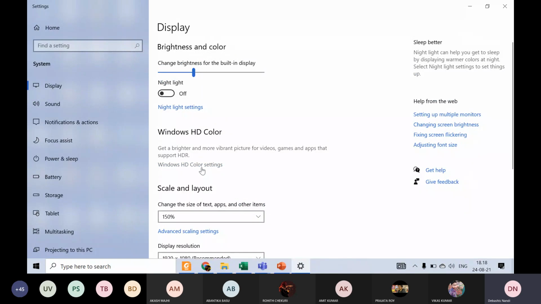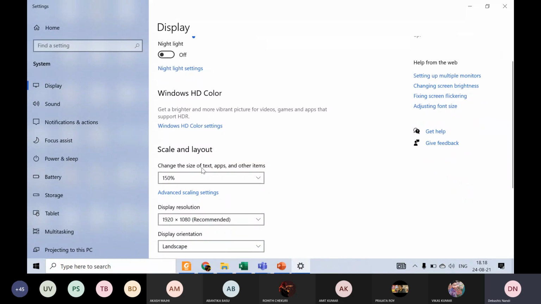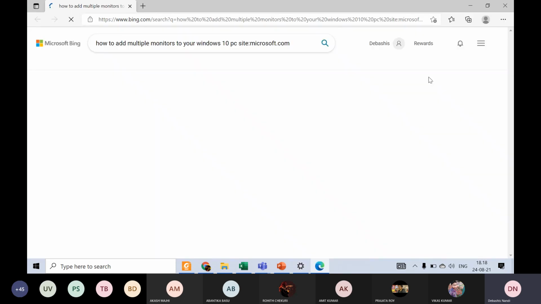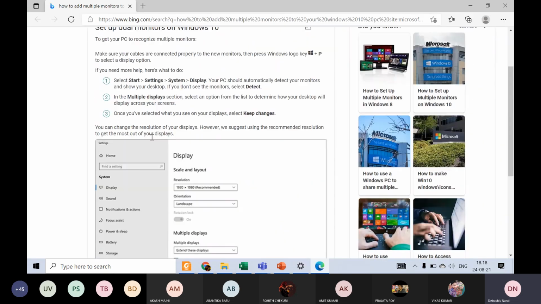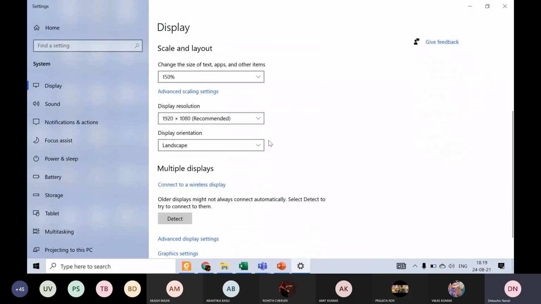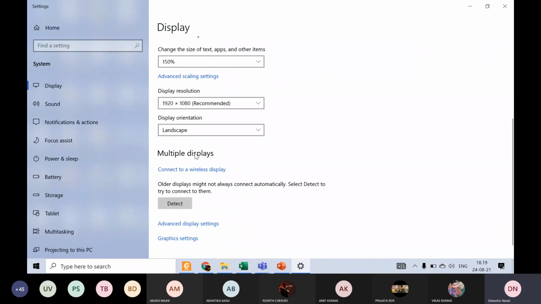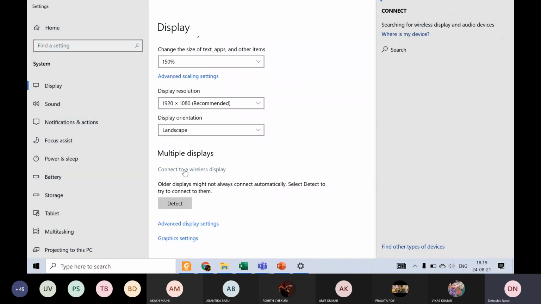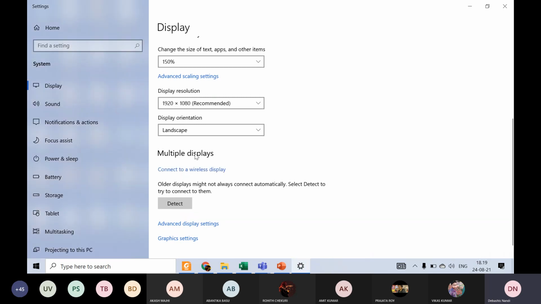Anyway, I have changing this stream minus setting multiple monitors. Okay, let me check it. But here multiple displays, this is not coming here. Why? Where is the problem? This is multiple display. Connect to wireless display. It is written, but this is wireless display. Multiple display is not working.